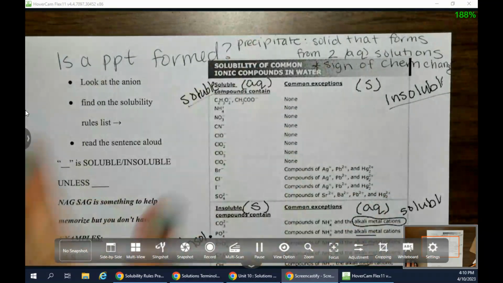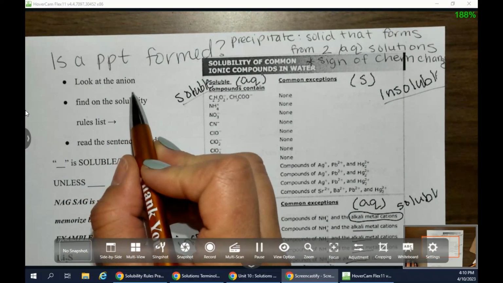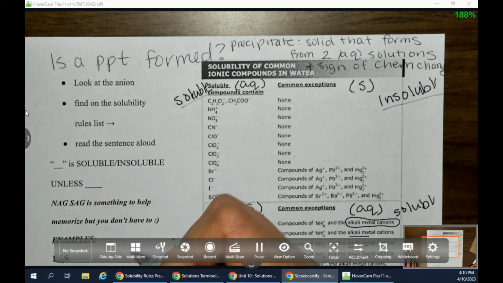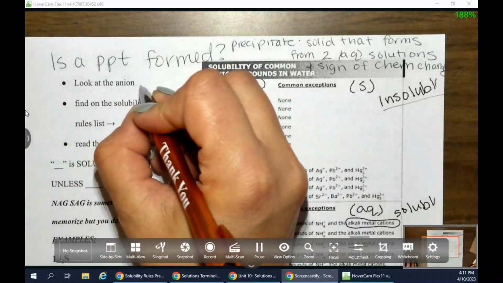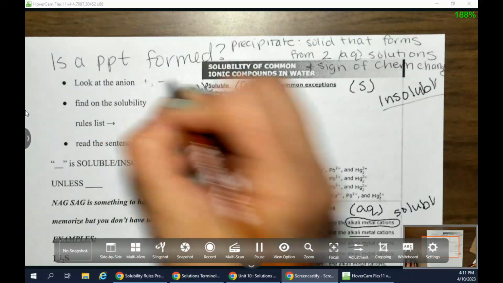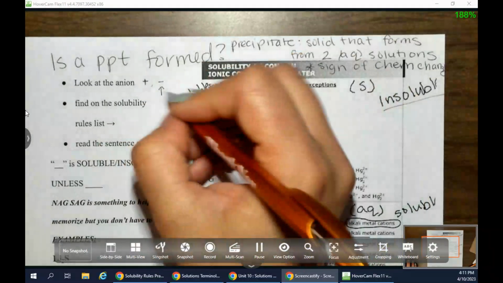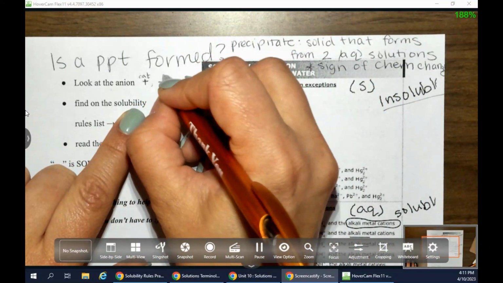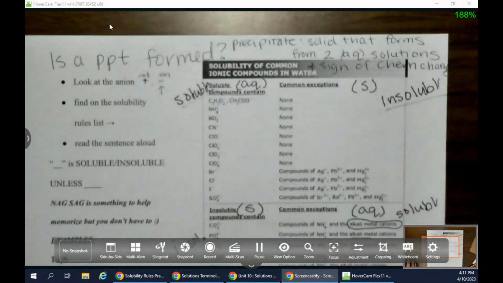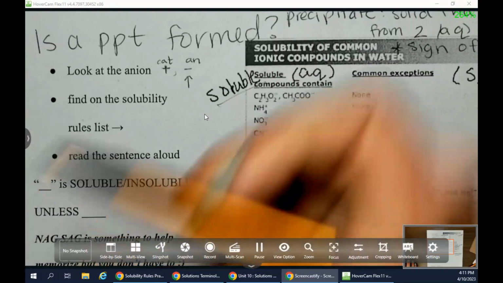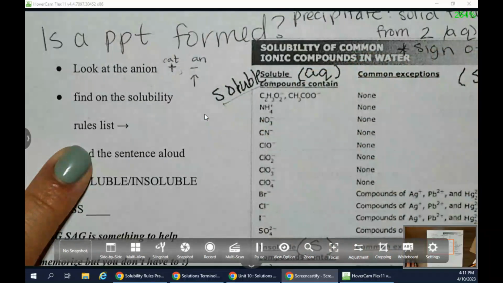So we got the basics. That's what we're doing. All right, so these are your steps. You're going to look at the anion. Is the anion the first thing or the second thing listed in a chemical formula? Second, exactly. So you always have your positive and your negative, right? So you're looking at that second thing listed. Your cation, and this was your anion. So you're always looking at the second thing listed in your little chemical formula. Then you're going to find the solubility rules list. Find that anion on that list, okay?